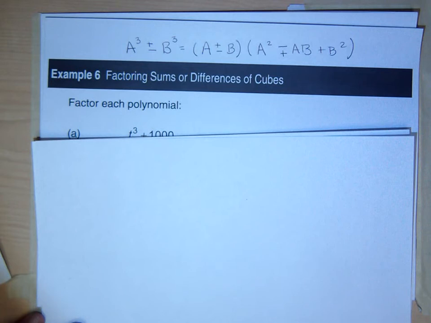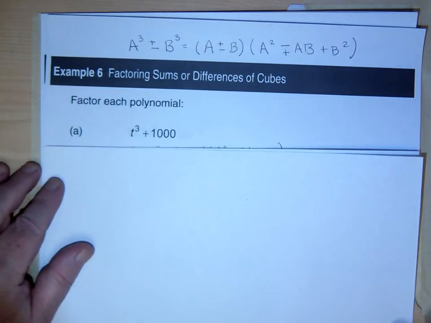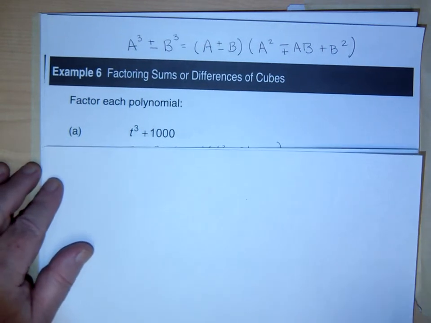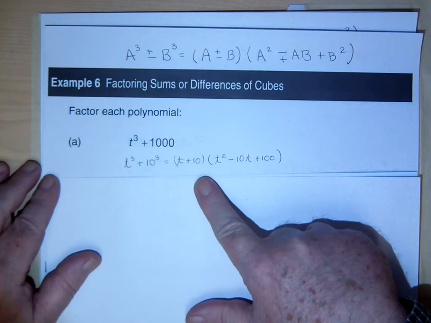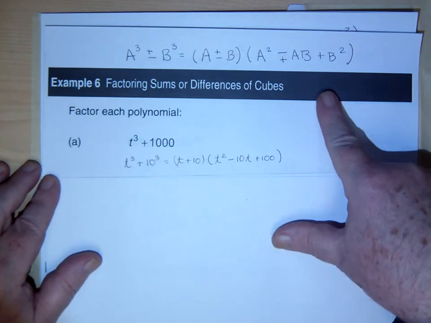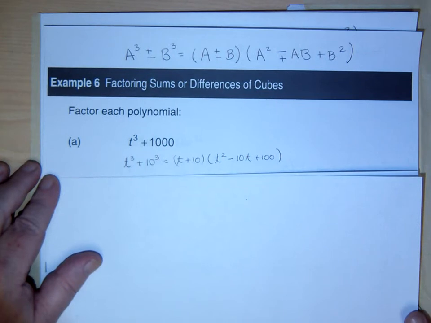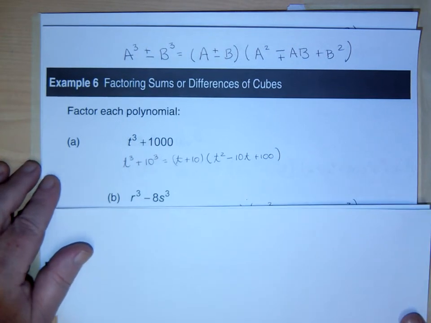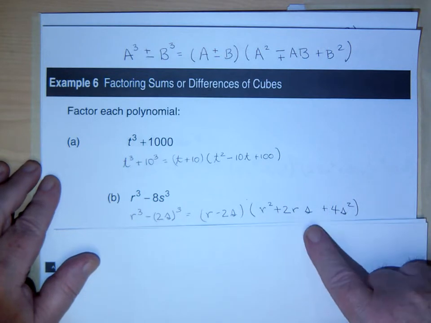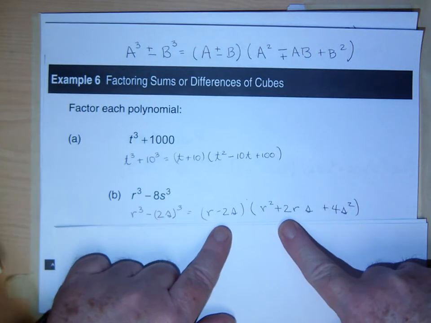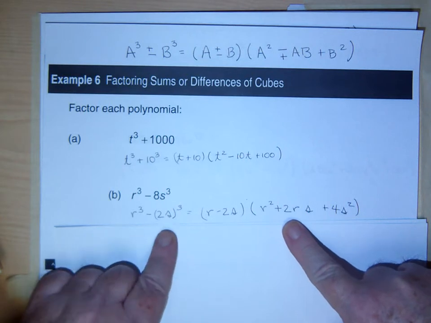So again, if we're confronted with t cubed plus 1,000, we want to recognize that 1,000 is 10 cubed, and that means that this can be factored as the identity above with the plus sign. Similarly, here we recognize that 8s cubed is 2s whole cubed. That means that this can be factored as the difference of perfect cubes, and again you see that the signs alternate, and this is 2s whole squared.